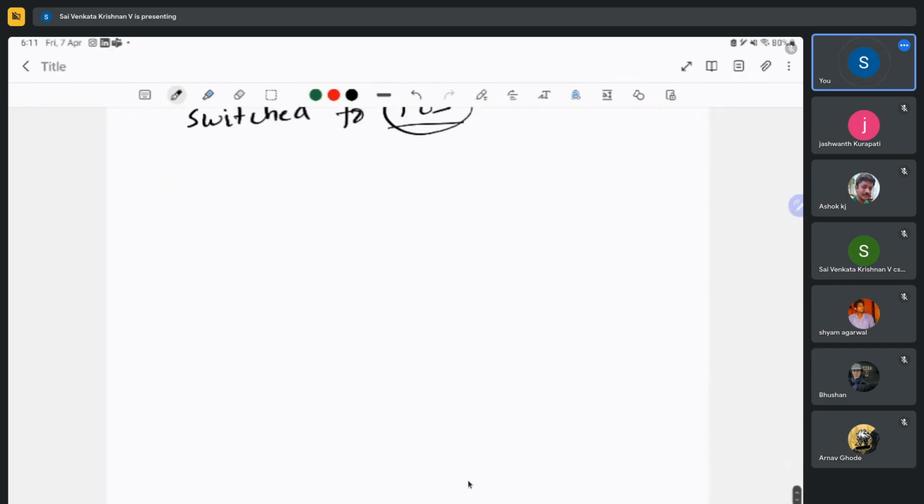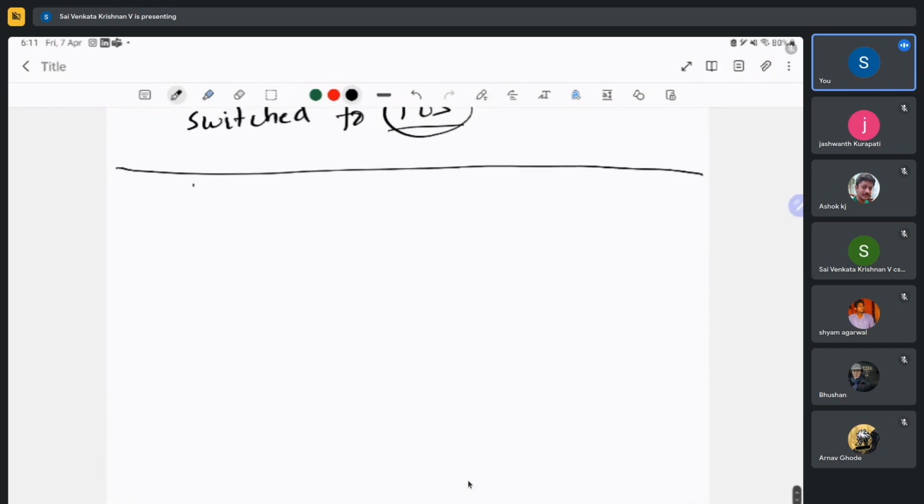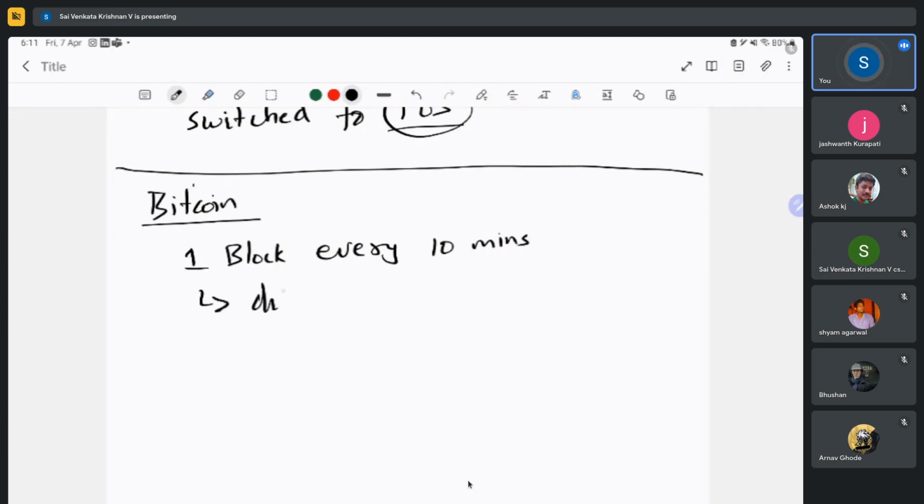Okay, so in Bitcoin the usual rule is there is one block every 10 minutes, right? This is the usual rule, and your difficulty is adjusted based on this.